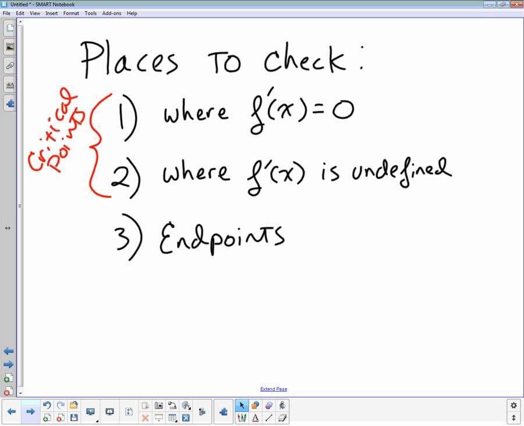Now, by the way, just because you have a first derivative equal to 0, that does not mean that that point is an extrema. Okay, this might be misleading.